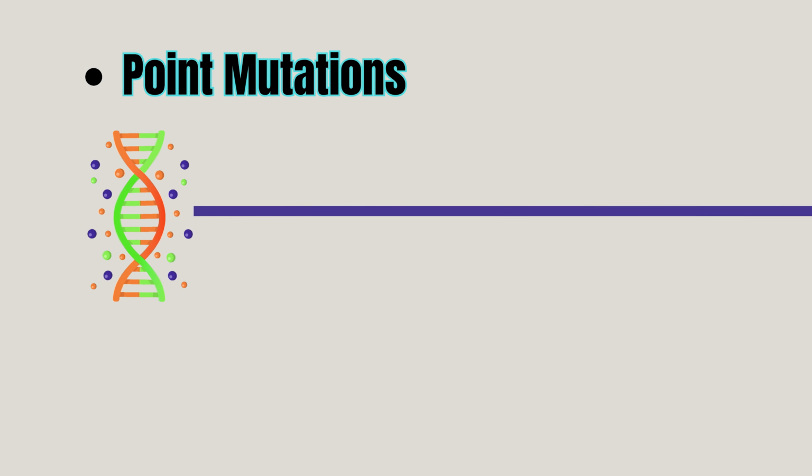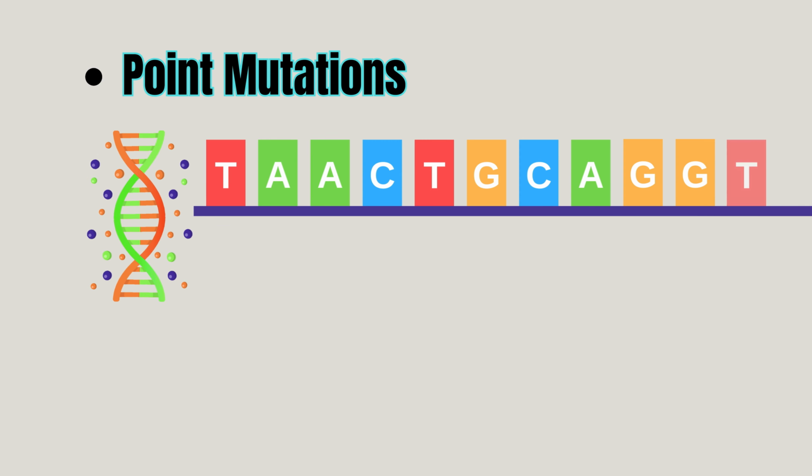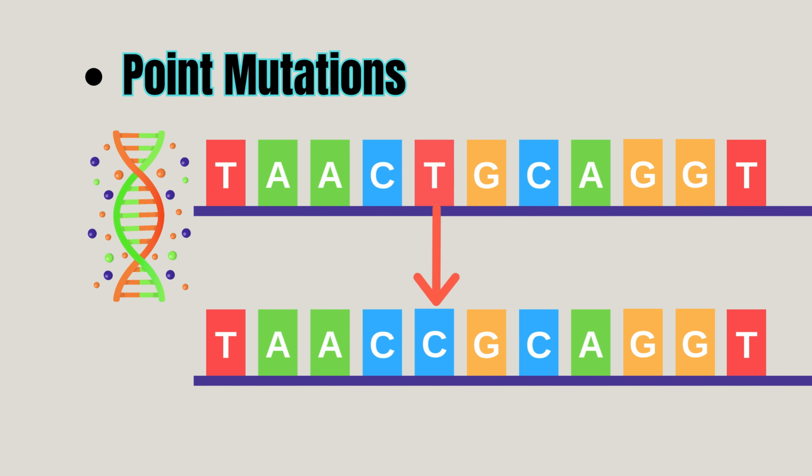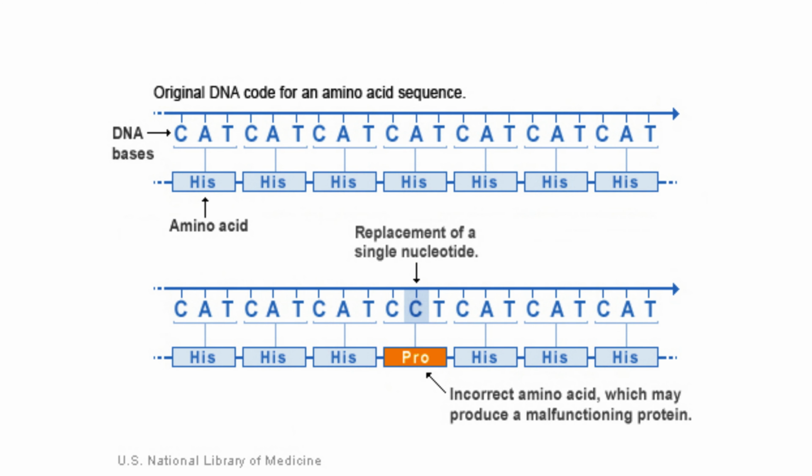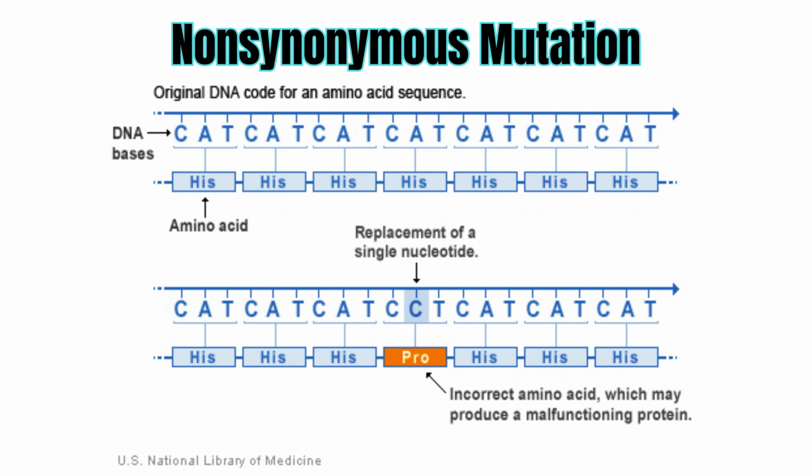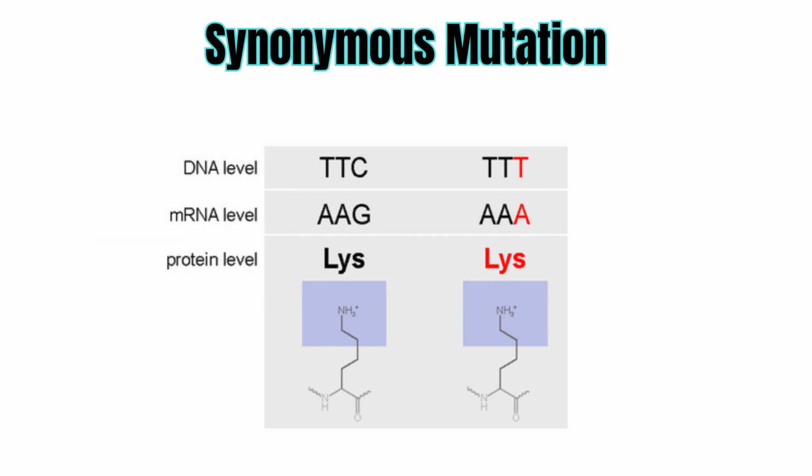Imagine your DNA as a long string of letters, each representing a specific instruction or word. A point mutation is like a typo in this string. A single nucleic acid, referred to as a coding sequence letter, is swapped out for another. Sometimes this swap changes the entire meaning of the word, and other times it doesn't. If the mutation does change the protein being made, it's called a non-synonymous mutation. If it doesn't, it's called synonymous.